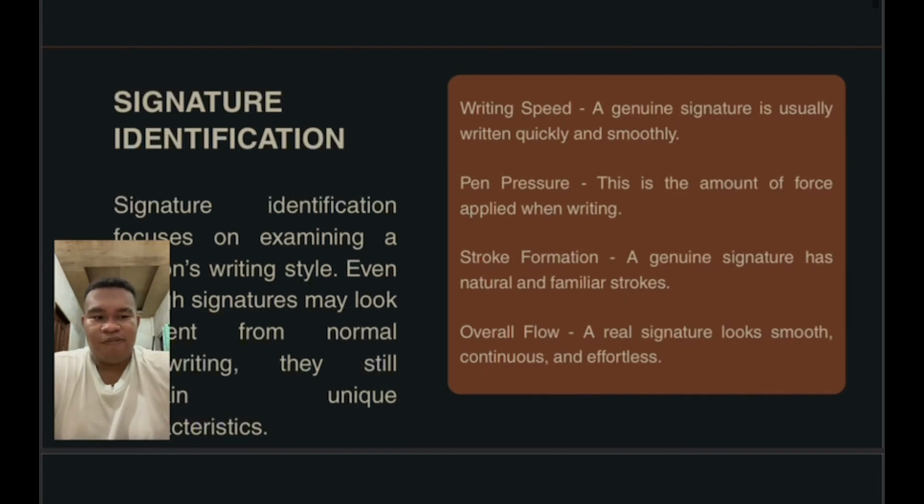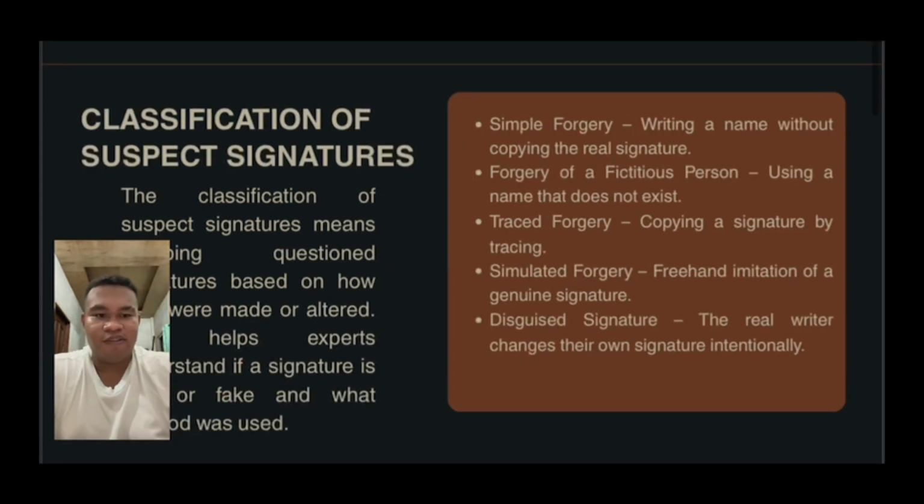Next is the flow. Flow is the smoothness and the continuity of the signature. The real signature looks smooth, continuous, and effortless. And that's all for flow. Next is the classification of the suspect signatures.